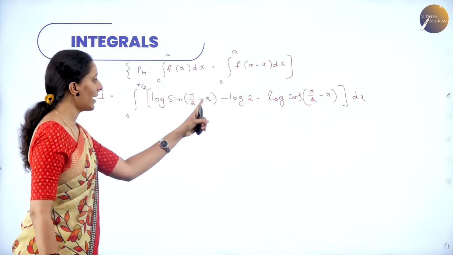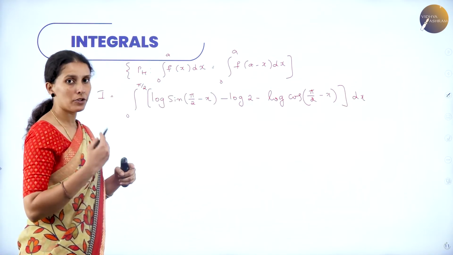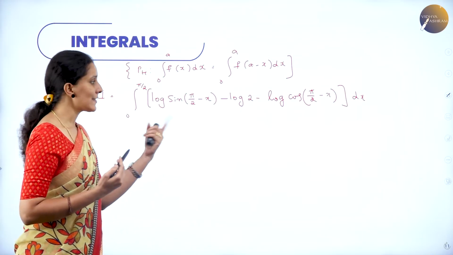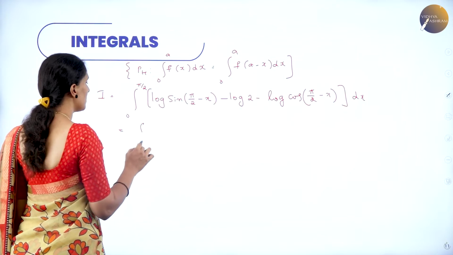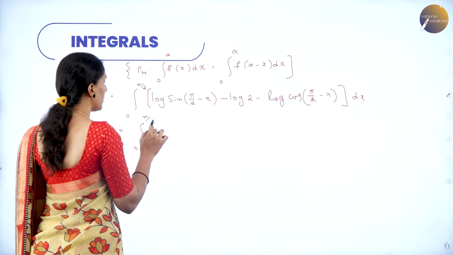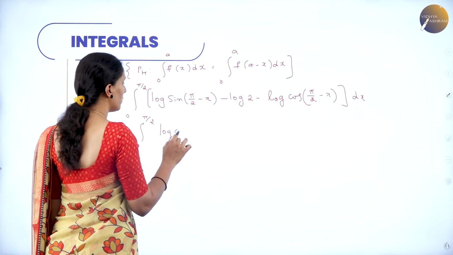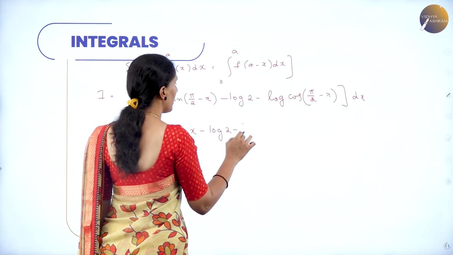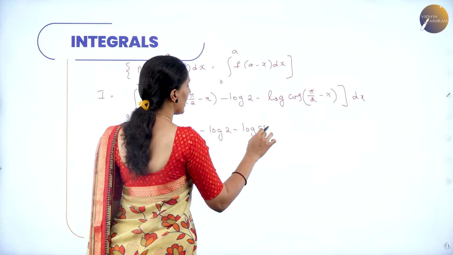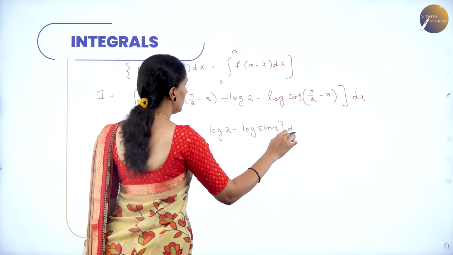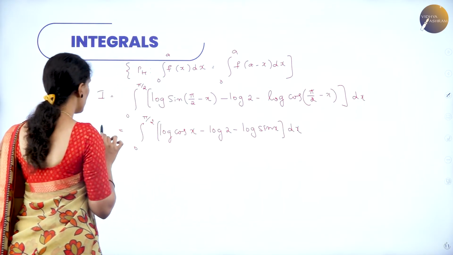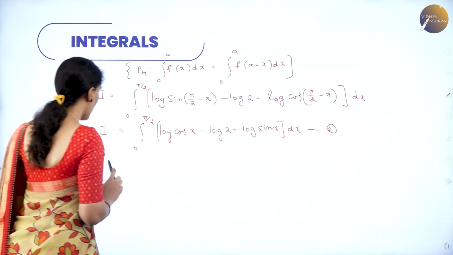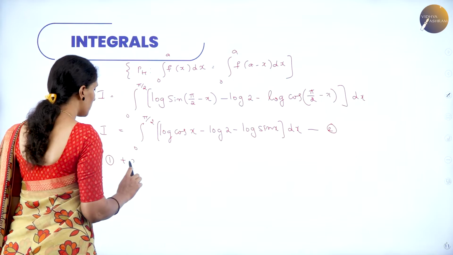Now using the allied angle property, sin(pi/2 - theta) is cos theta, and cos(pi/2 - theta) is sin theta. So this becomes integral from 0 to pi/2 of log cos x minus log 2 minus log sin x dx. Let me take this as equation 2. Now adding 1 and 2.